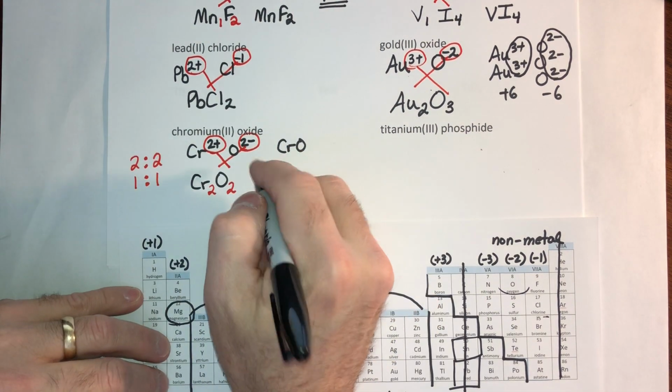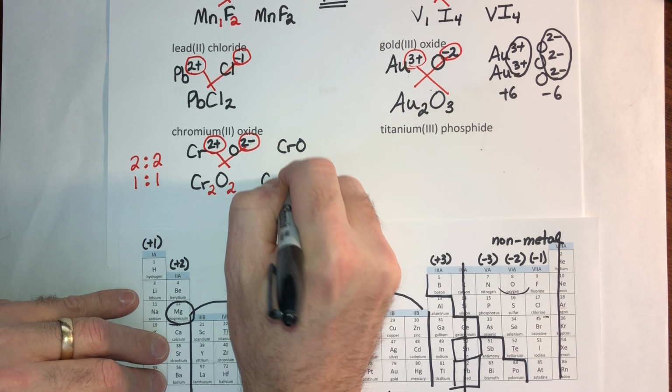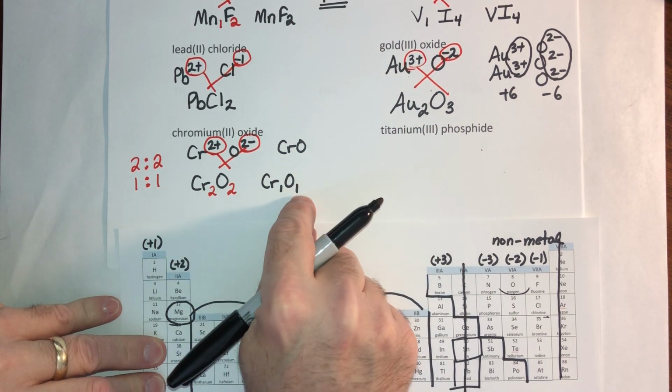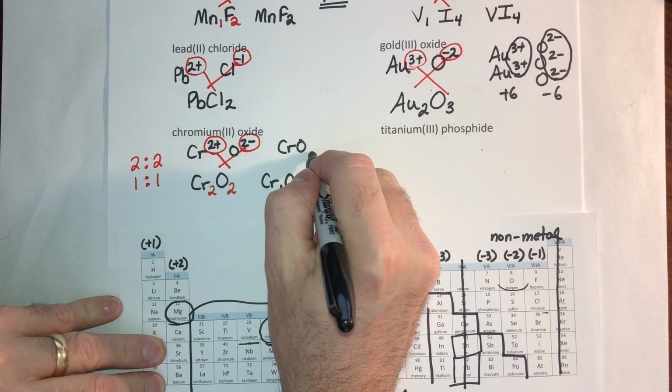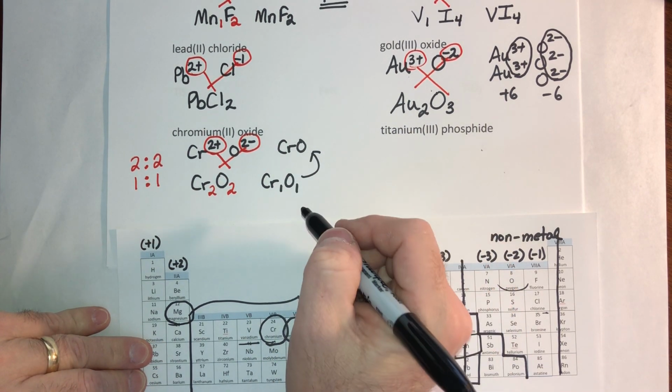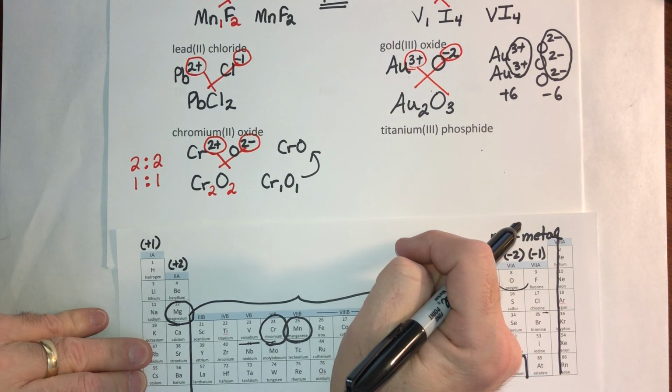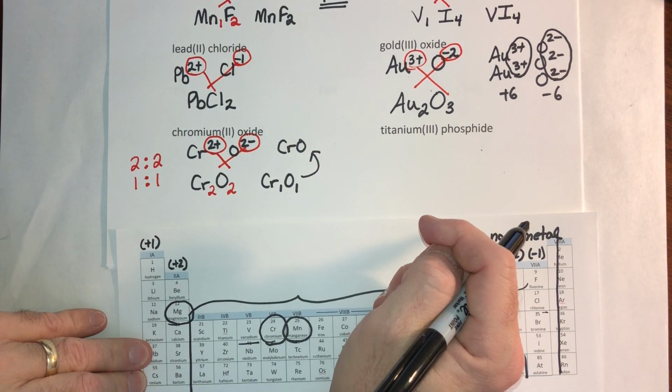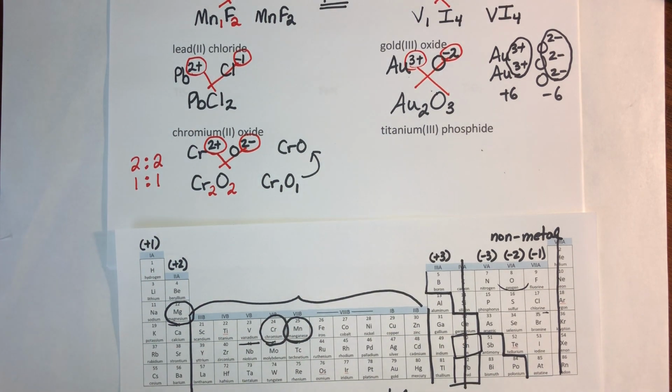So I could rewrite this as CrO with 1 and 1, right? Instead of 2 to 2, 1 to 1. And we don't like to write ones, so if we drop the ones, you just get CrO. Therefore, there is only one answer for this problem, and it's right here. All right, let's try another one just like it.